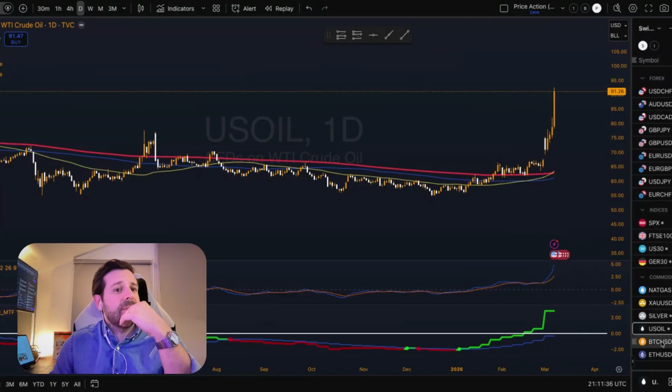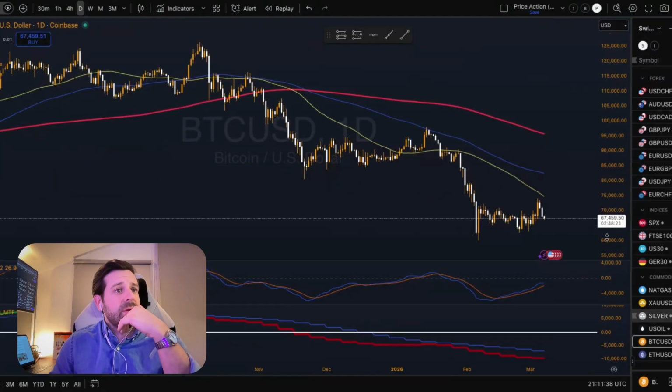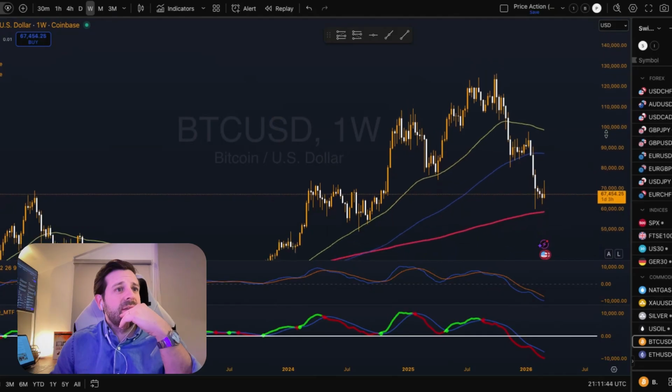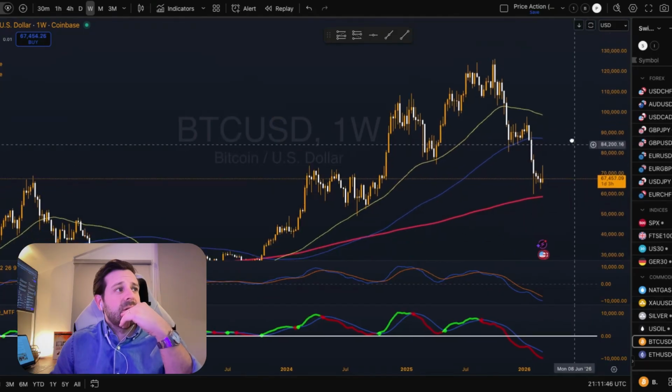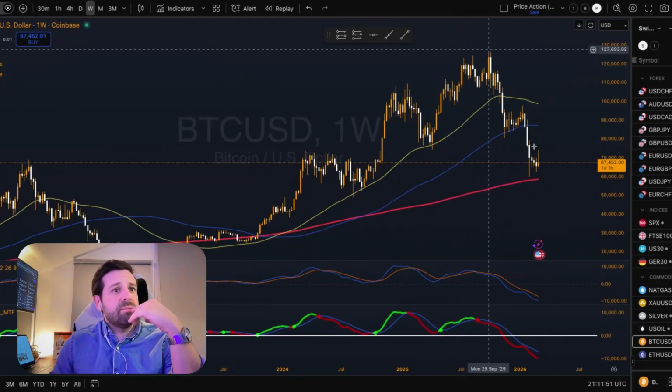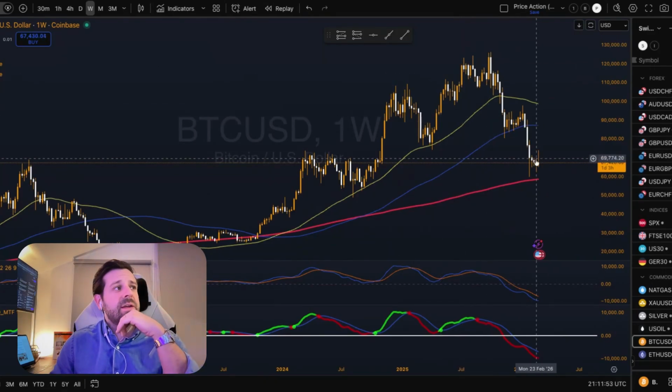So yeah, it's a pretty wild chart that I wouldn't be trading unless you very much know what you're doing. Bitcoin getting absolutely trounced, probably going to go to zero. I would sell it. No, only joking.